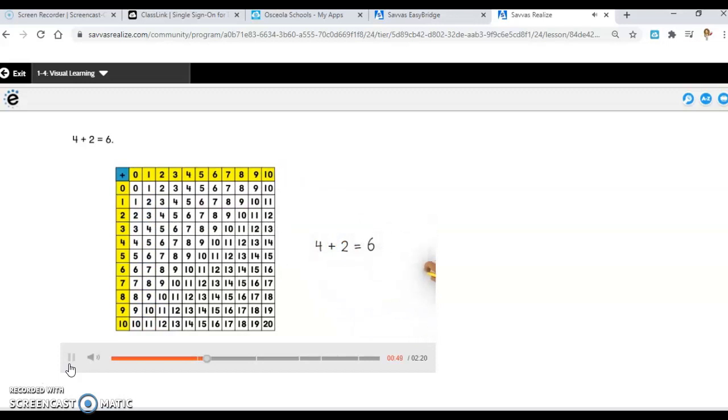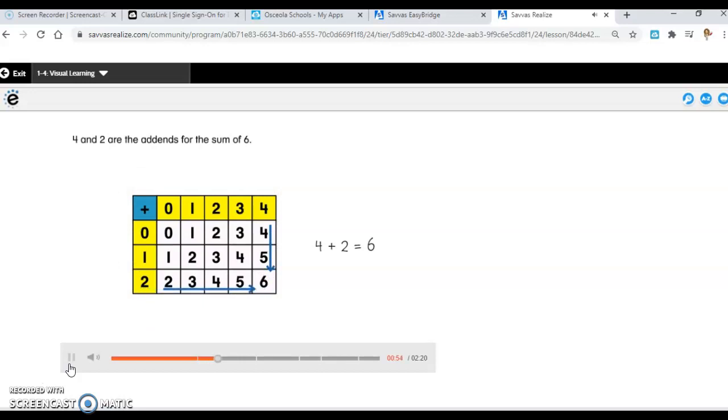Four plus 2 equals 6. 4 and 2 are the addends for the sum of 6. What other equation can you write to show the sum of 6 in the third white row? 2 plus 4 equals 6. Why do both equations equal 6? You can add numbers in any order, and the sum is the same.